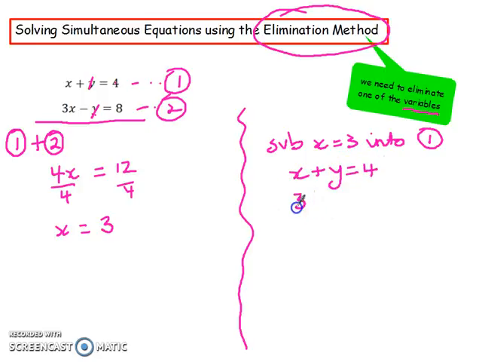I now have 3 plus y equals 4 after I substitute that x in. I can use some common sense here and say, well, y must be 1 because 3 plus 1 is 4. Or if you want to go through the algebraic process, take 3 from both sides. Y is 4 take 3, which is 1. So my coordinate, my point of intersection is 3, 1. Let's have a look at another example.